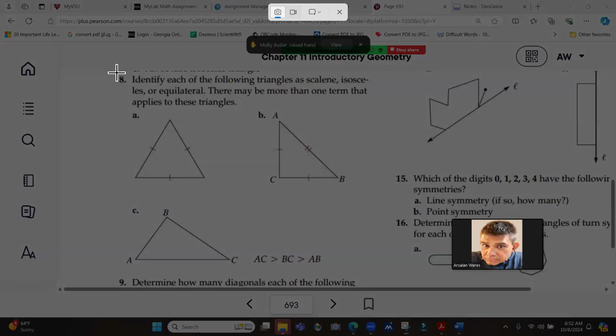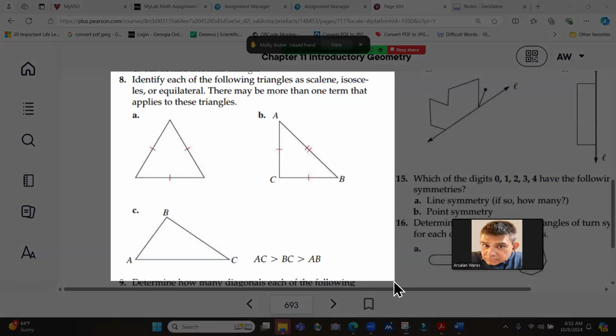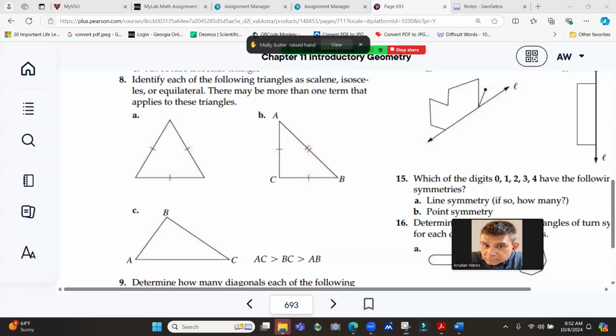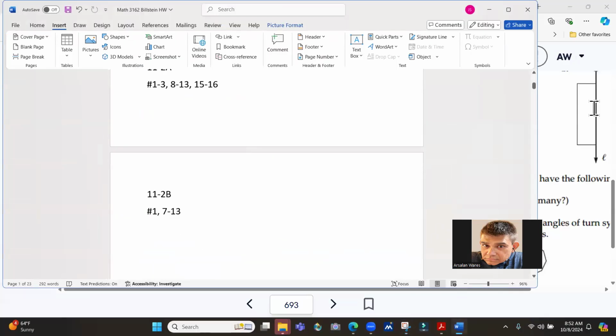Okay, let's do number A. It's very much aligned with what we did today. Just a direct application of some of the things we did.